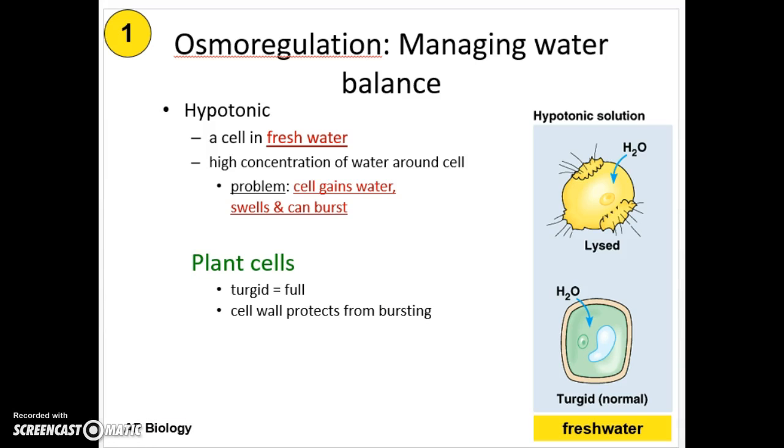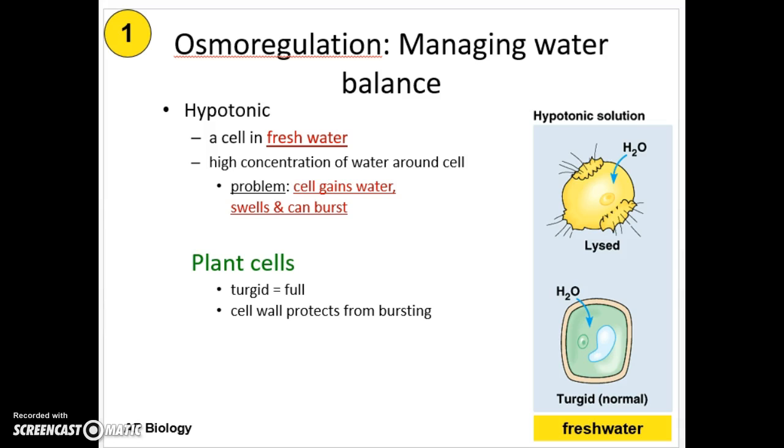Okay, so again, osmoregulation is managing the balance of water. So in a hypotonic environment, when a cell's in fresh water, there's a high concentration of water around the cell. And the problem is that the cell is going to fill up with water because water is going to move from its high concentration to low. So again, osmosis is about diffusion, going from a high concentration to low. So we're going from high water concentration to low water concentration.